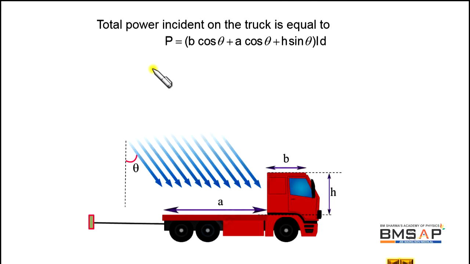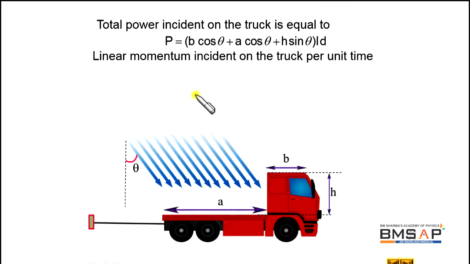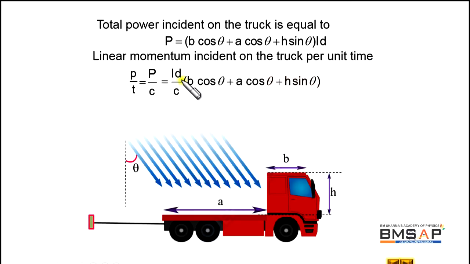So, let us represent the linear momentum by small p, then small p divided by small t is equal to capital P divided by C. So, this is the linear momentum incident on the truck per unit time, right, this one. And we know this capital P is equal to this value. So, we can substitute this value. So, this is the linear momentum incident on the truck per unit time.